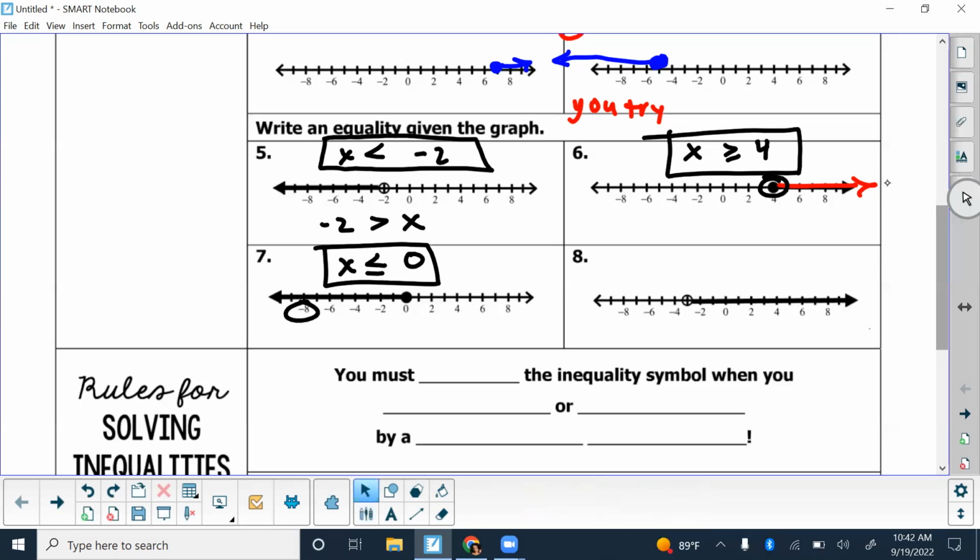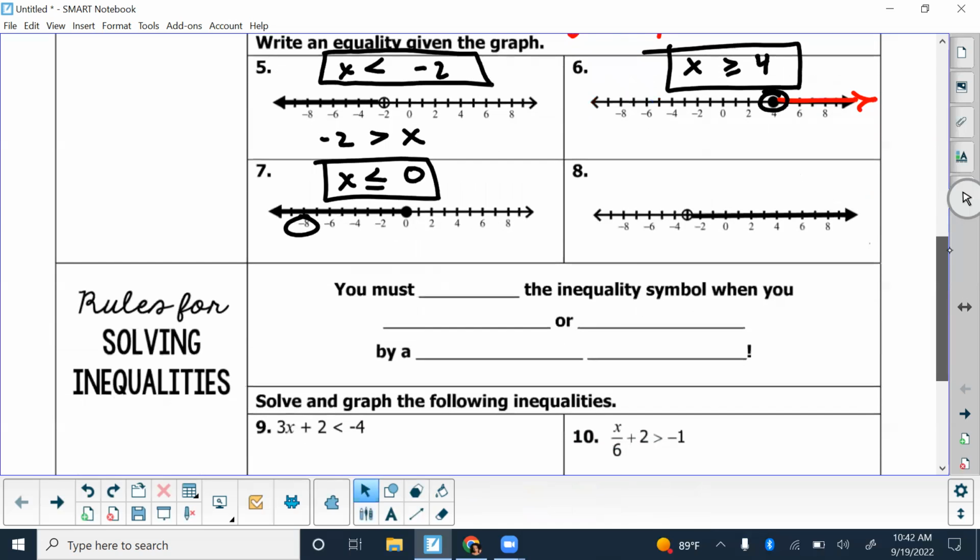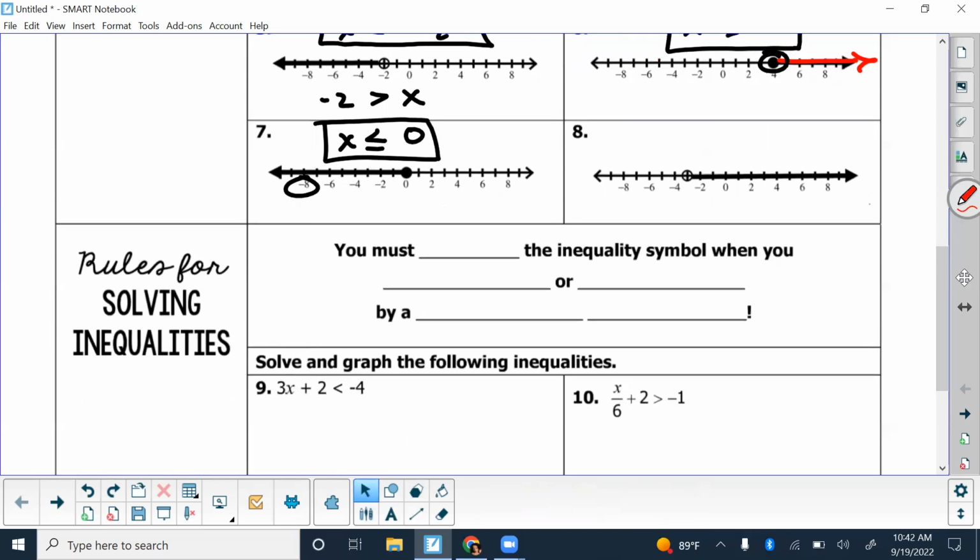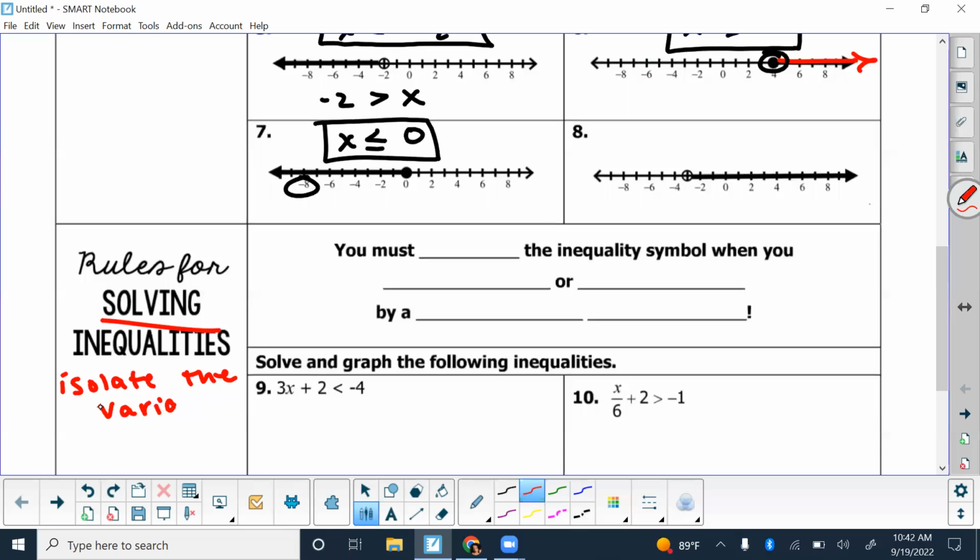All right. So now a couple rules to keep in mind when we're solving inequalities. When we say solving equations, what were we trying to do to the variable? Isolate it. So solving inequalities is the same thing. We want to isolate the variable. There's a range of solutions, like in this one, x is less than or equal to 0. But you have to isolate the x before you can say that. But there's a special rule that you need to remember.